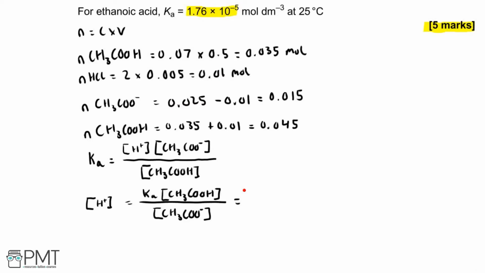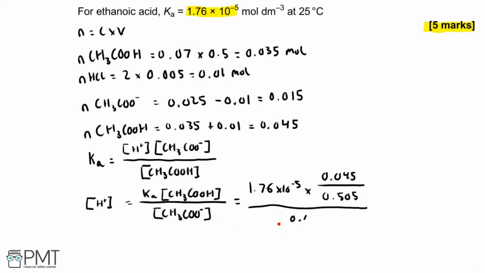So the value of our acid dissociation constant is 1.76 times 10 to the minus 5. That is going to be multiplied by our ethanoic acid concentration. So that's 0.045 divided by 0.505. This is moles over volume. And then that is going to be divided by our ethanoate concentration, which is 0.015 divided by 0.505. Now, this is going to give us a value of 5.28 times 10 to the minus 5 moles per decimeter cubed.